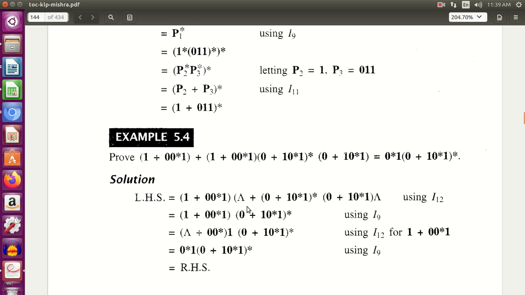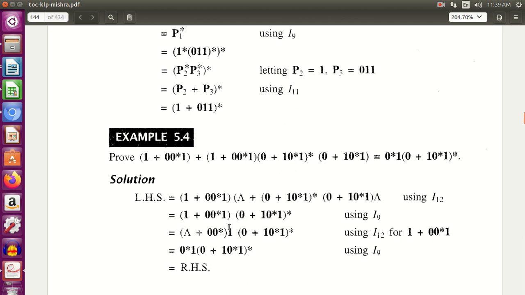So I have just written the value of r, that is 0 plus 1 star 1 and then star. So the entire expression gets reduced to this one. After this, what will be the next step? If you see, you can take one common out of this expression, right?